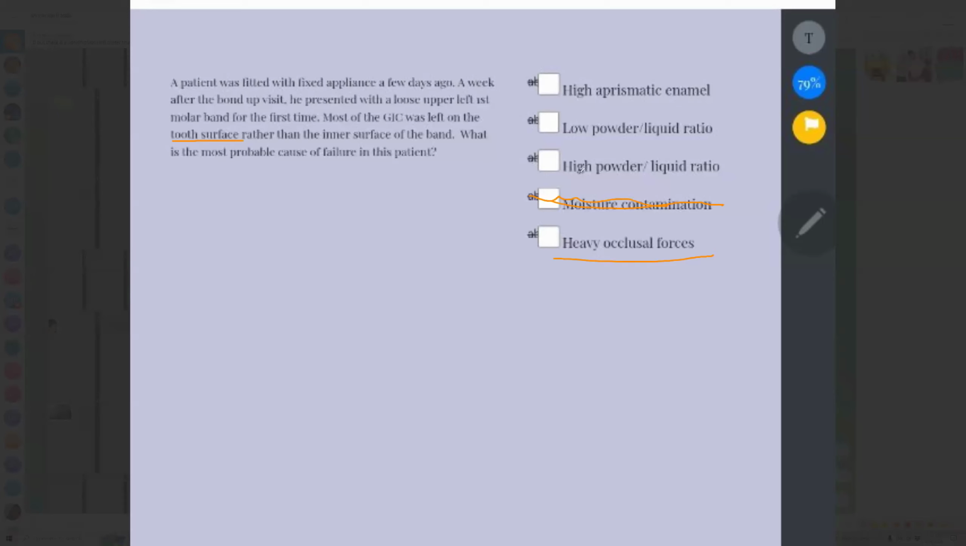So high powder liquid ratio is not an option. It can be low powder liquid ratio. Yeah, that can be an option. If prismatic enamel implementation, this is less likely, that's present on all the surfaces. So I'm going to skip this one. So I have two options here. Both are correct, right? I'm selecting option B. As I told you many times, they even write that they have this open bite, otherwise both options are right. So I'm selecting option B here.